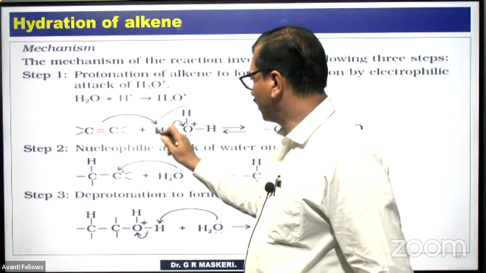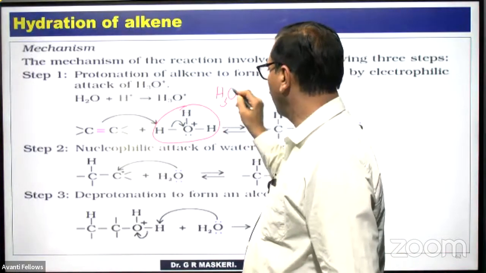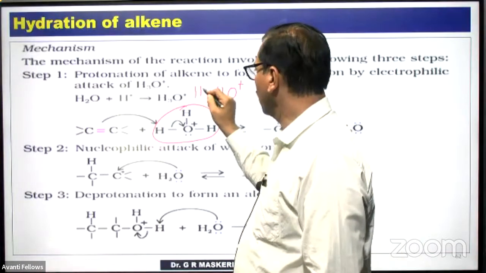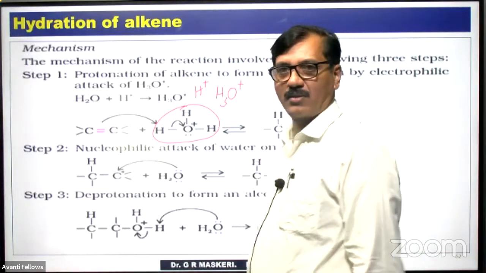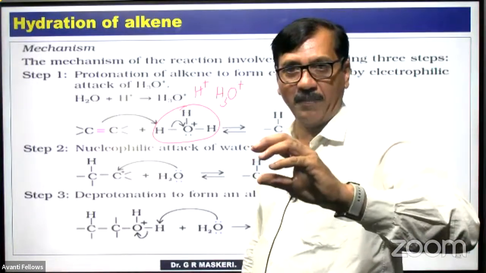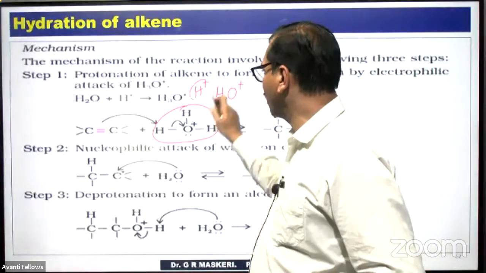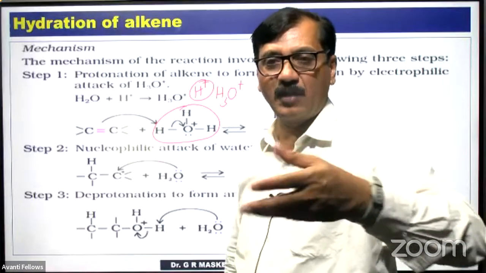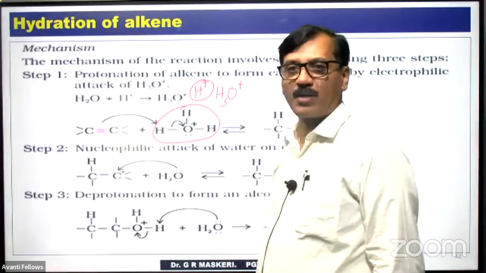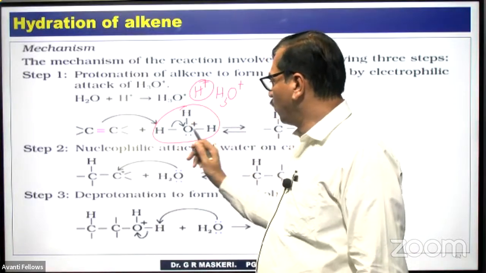So this is H3O plus, the hydronium ion, right? H plus and H3O plus are both considered similar, in the same way. You write either H plus or H3O plus, because H plus is only a proton, it won't exist independently. It will be with water, therefore it forms the hydronium ion H3O plus. So you may write H plus or H3O plus.